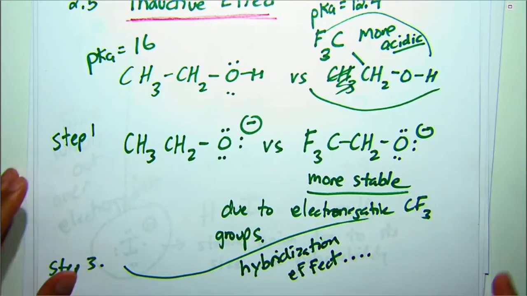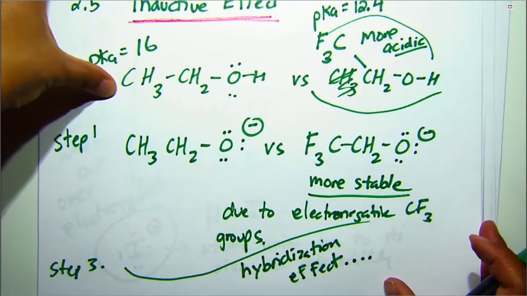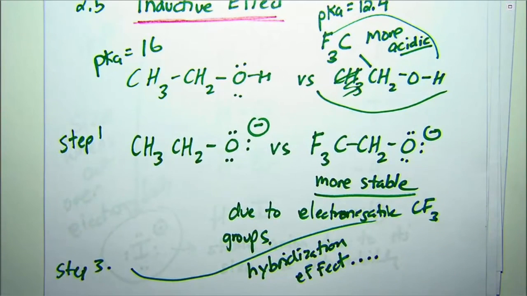But the most important thing to take home from this lecture is this 3-step process. Whenever you're comparing two acids, the first thing to do is draw out the conjugate bases. Compare those two conjugate bases, asking yourself which one's more stable, and then you can go back and rationalize that the stronger acid forms the more stable conjugate base.